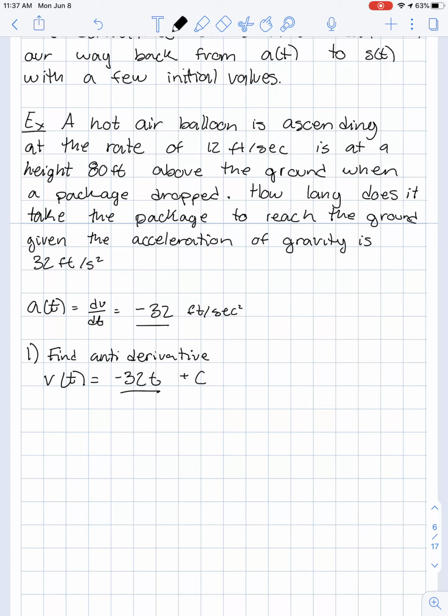And let's say that right when the package dropped, that's time 0. So we'll say that velocity at 0 is going to be 12, because the package is still actually going to go up a little bit when it's dropped, which sounds weird, but that's just physics. And our position at time 0 is 80. So now we're going to plug in our initial condition to find C.